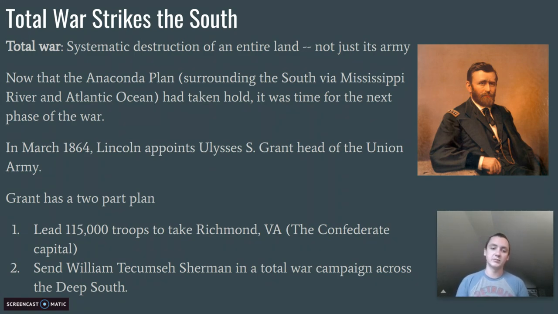And that is for him to lead 115,000 troops to take the Confederate capital of Richmond, Virginia, which, if we remember, was a huge point of pride for the Confederacy. At all costs, they wanted to protect Richmond. So Grant felt like if he could take Richmond, that would basically be the death blow to the Confederate Army. And then at the same time, he would send William Tecumseh Sherman on a total war campaign across the Deep South, again, to destroy their morale, to cut them off from the supplies that they needed and were making domestically.